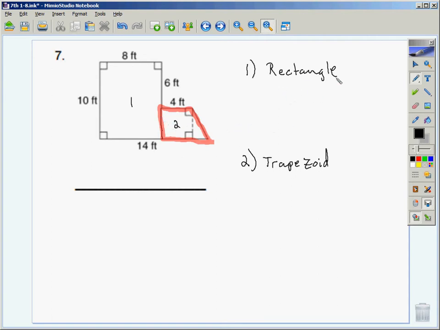Now, with that being said, formula for a rectangle is length times width. If you're using base times height, that's okay. Formula for a trapezoid: 1/2 the height, parentheses B1 plus B2. What's the length of my rectangle? 10. What's the width? 8. 10 times 8, or 80.